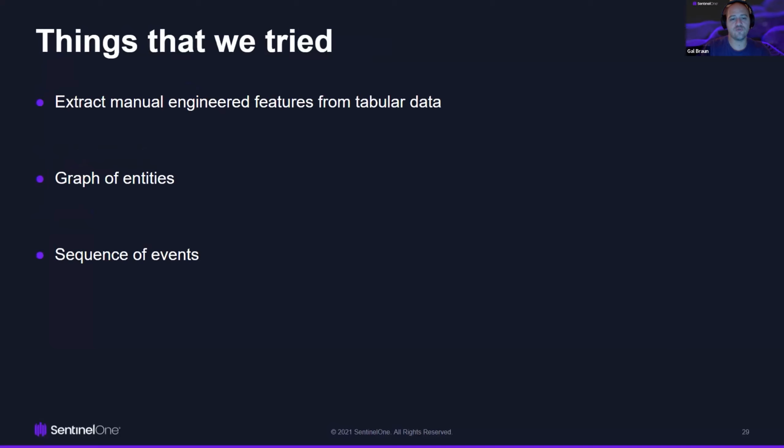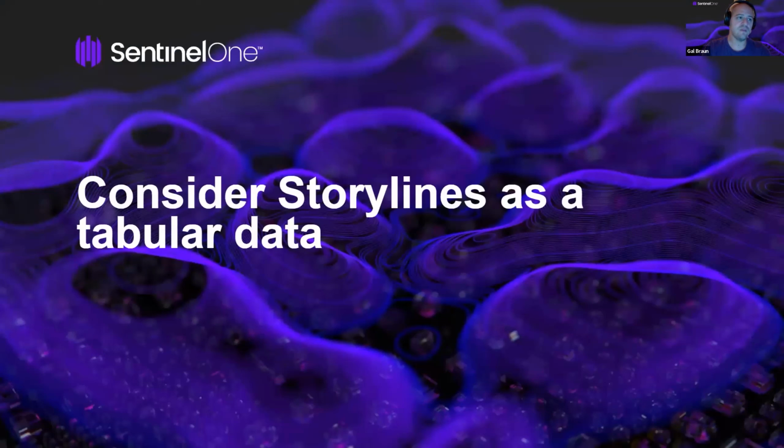Okay, so we talked now about the data itself, the raw data, before transforming it to different formats. Let's talk about some of the methods that we tried to apply to achieve our goal. So the first thing is to consider a storyline as tabular data.